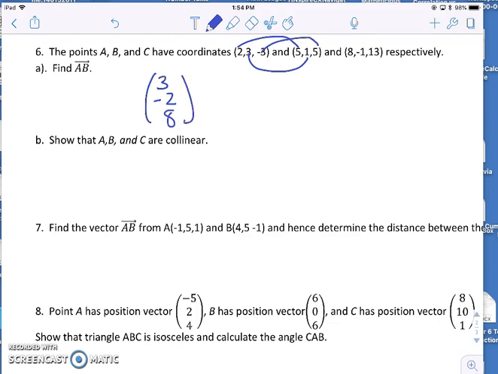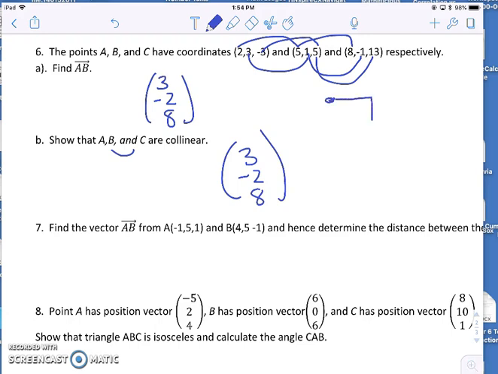So let's show that they are collinear. Well, let's see, how do we get from B to C? Well, B to C, 5 to 8, we go up 3. 1 to negative 1, down 2. And 5 to 13, we go up 8. So they have to be collinear because it's along the same vector. I can't draw in 3D, but it's like saying we go over 3 and down 2, and to this next one over 3 and down 2. So it's got to be on the same line.